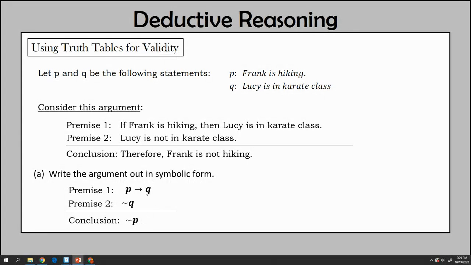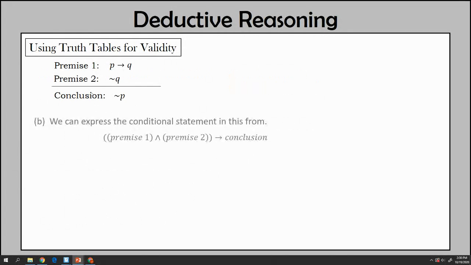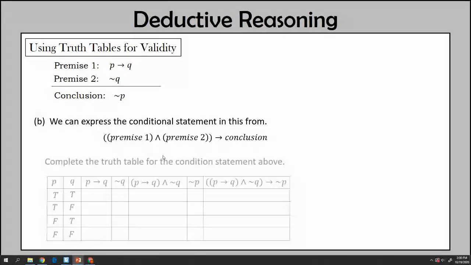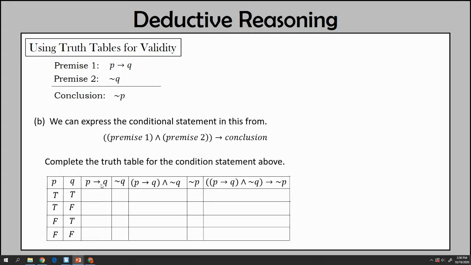So premise one, P implies Q. Premise two is the negation of Q. The conclusion from these two is the negation of P. We want to see if this is a valid argument. If it's a valid argument, we should be able to take premise one and premise two, and it should imply the conclusion. Let's see what happens when we put it all together. So here's the truth table. I broke this one into different columns, and I did it as we were going to use it. Premise one is P implies Q.